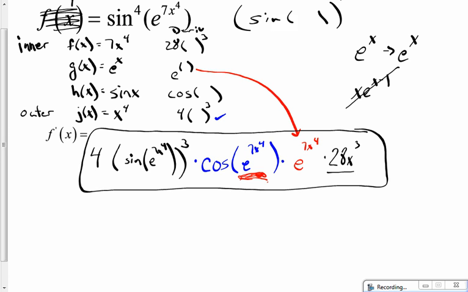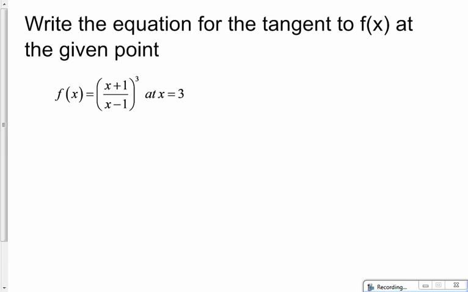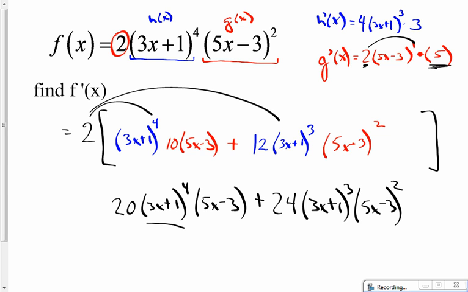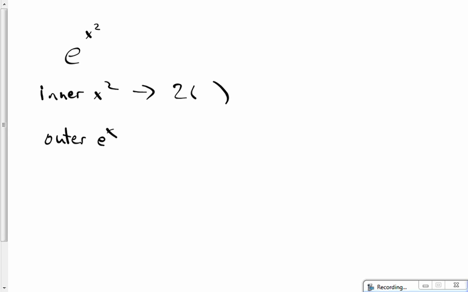Okay? So, long story short, let's just say I had e to the x squared. This is a composition. The inner function is x squared. The outer function is e to the x. The derivative of the inside is 2x. The derivative of the outer is e to the x.